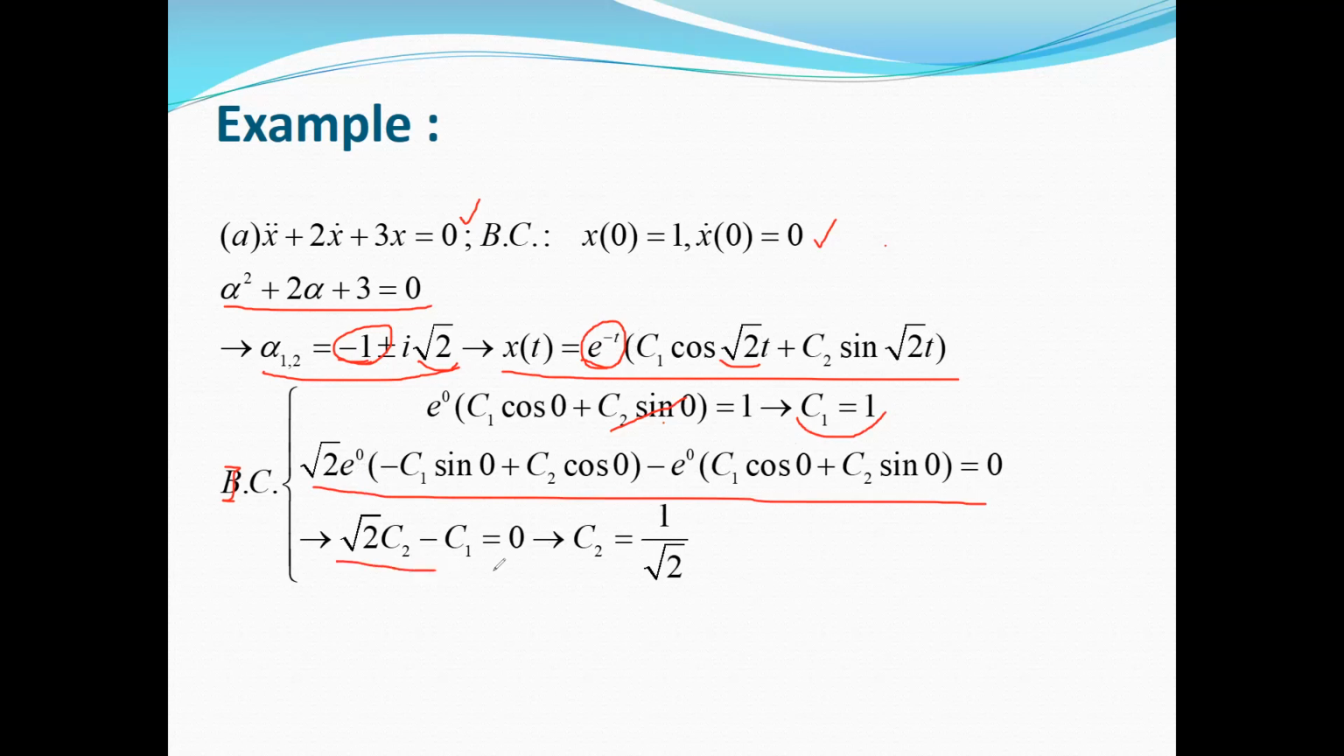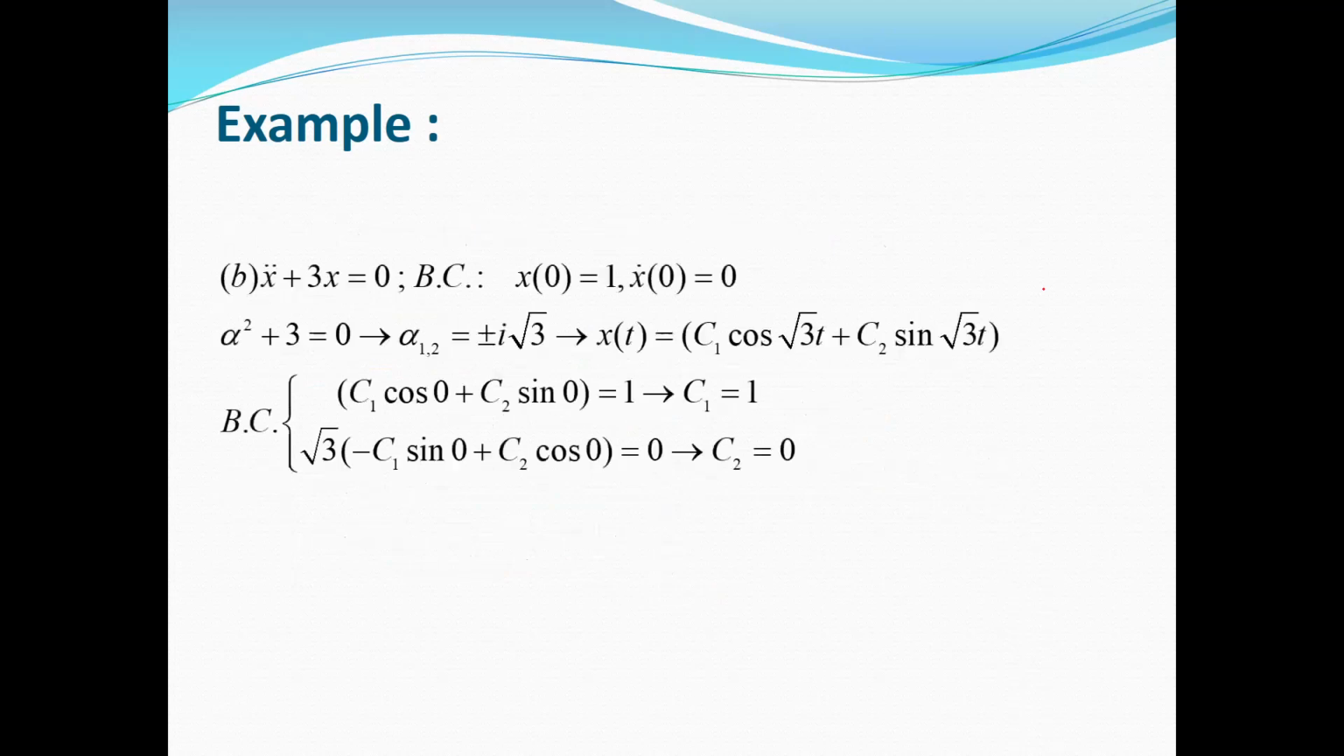Again, you can extract this equation, and we know that c1 is equal to 1 from the previous equation, and we can extract that c2 is equal to 1 over square root of 2. So this is c1 and c2, and we can substitute into the main equation, into the main response. For the second one, as you can see, there are no damping terms.